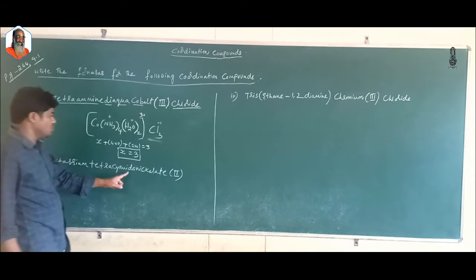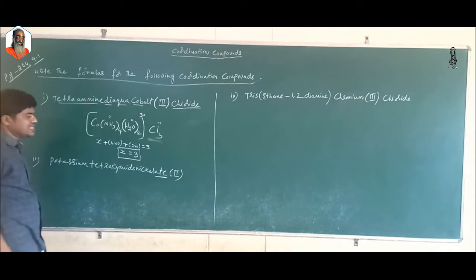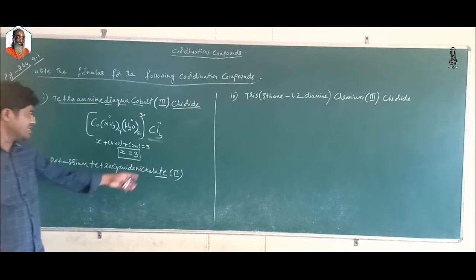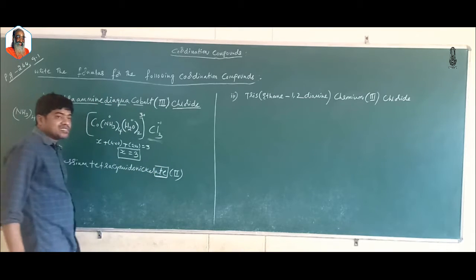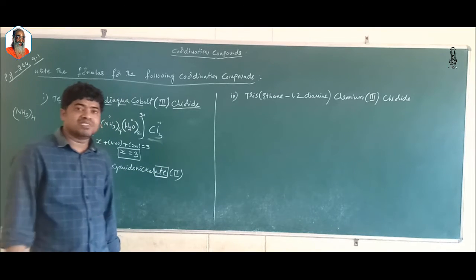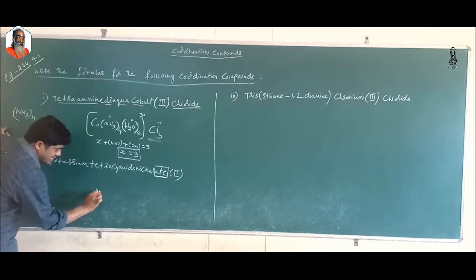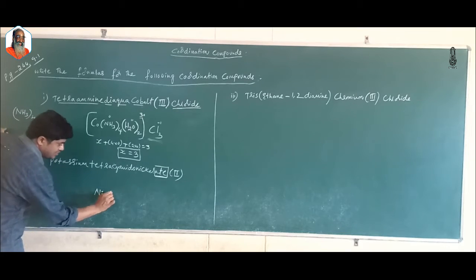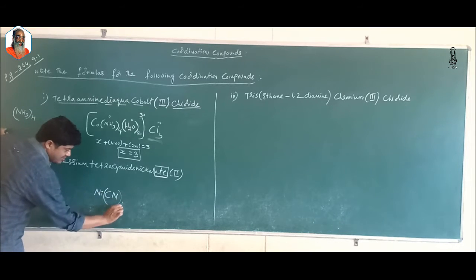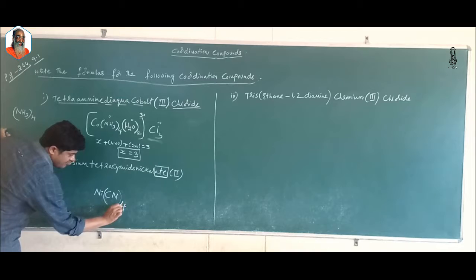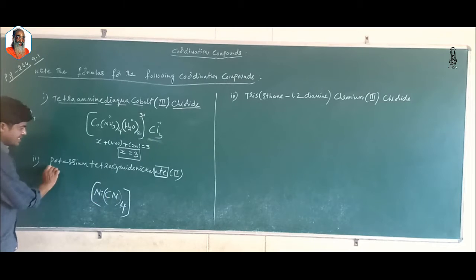Potassium tetracyanidonickelate(II). The name itself is indicating that there is a negative charge on the complex, because the name of the metal is ending with -ate. When the charge on the complex is negative, the name of the metal ends with the suffix -ate. Tetracyanido, nickelate. So nickel is the central metal atom. Tetracyanido, CN is the symbol of the ligand. Tetra, so 4 cyanido, enclose it in brackets, and there is a cation here.